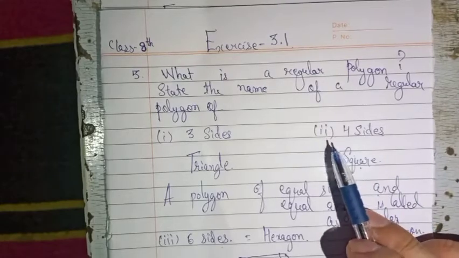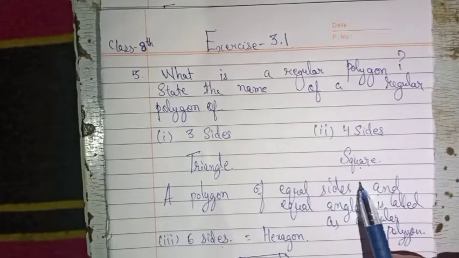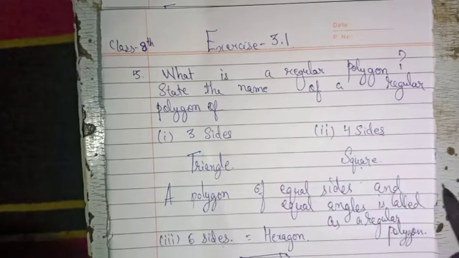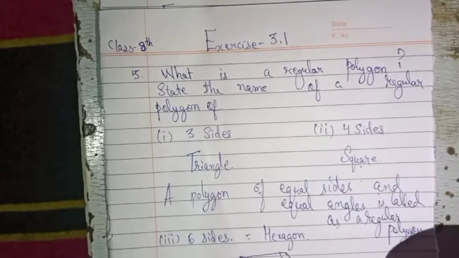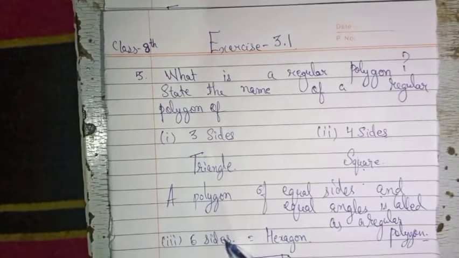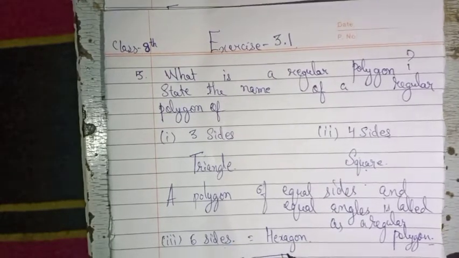So that is why in case of 4 sides we have taken a square, because a square has all sides equal, all angles are equal. And in a hexagon also all sides are equal and 6 sides are there in a hexagon.